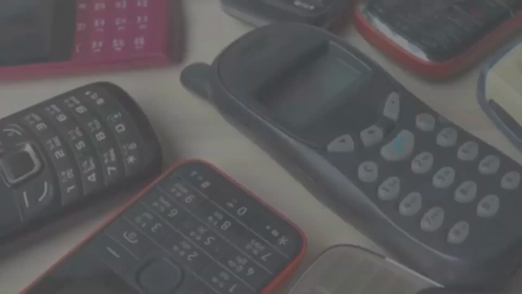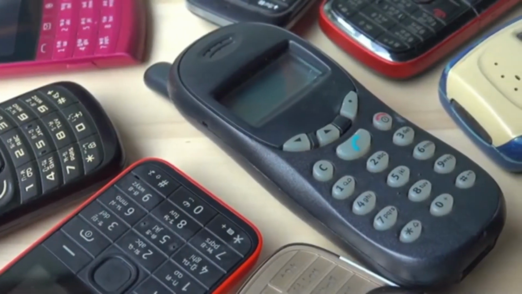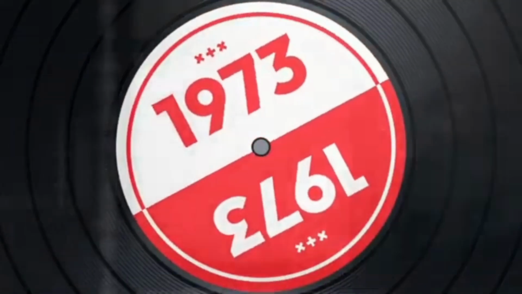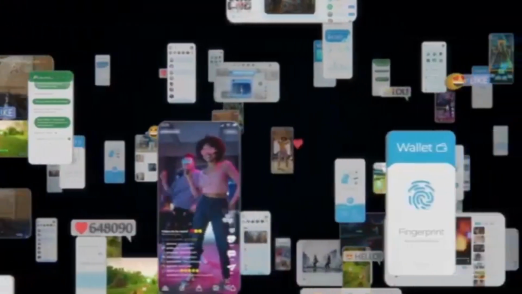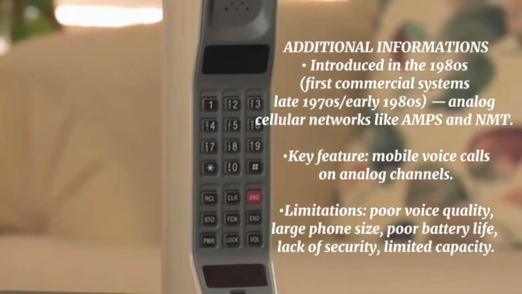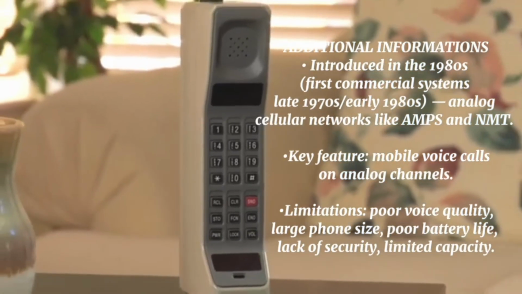Let's take a closer look at how mobile standards evolved from the rebirth of the mobile phone in 1973 to the rise of 5G today. From a bulky device created in the 1970s to today's lightning-fast 5G networks, each generation has transformed the way people live, work, and connect. The first generation, or 1G, began in the early 1980s.